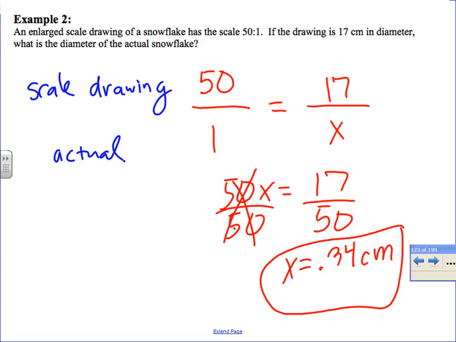Yeah, I guess that it is, for a snowflake, that is kind of big. Your book sometimes is not always factual. They might have just made this up. I don't know.